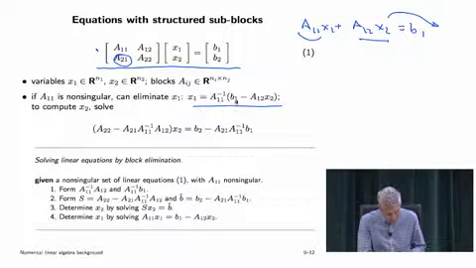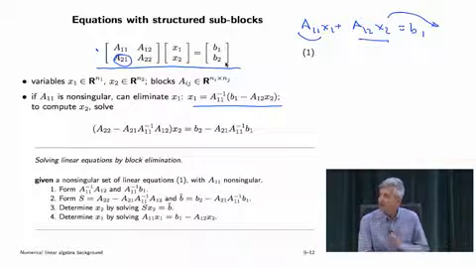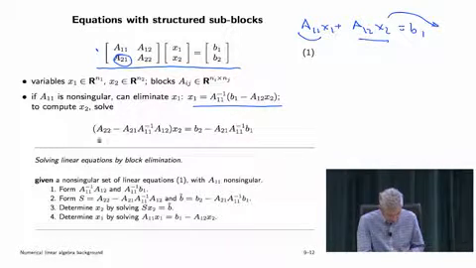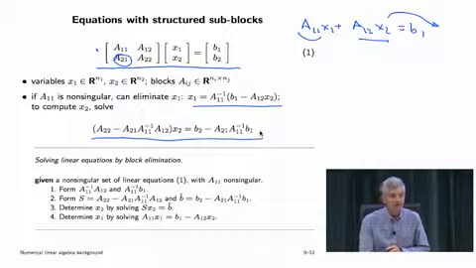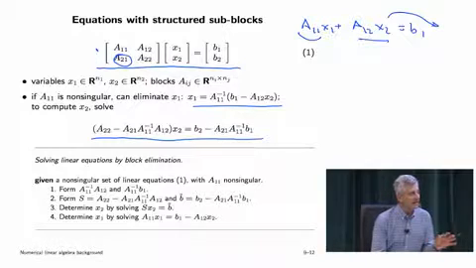So what happens is if you plug this equation into that, you get A21 times this thing plus A22 times x2 equals B2. And when the smoke clears, that's a set of equations for x2, and you get this equation right here. Okay, and you would say things like you have eliminated x1.